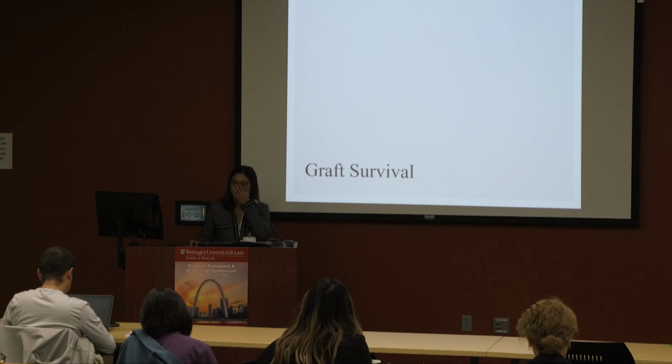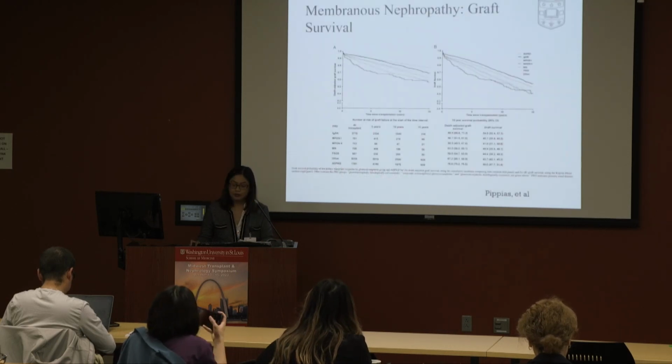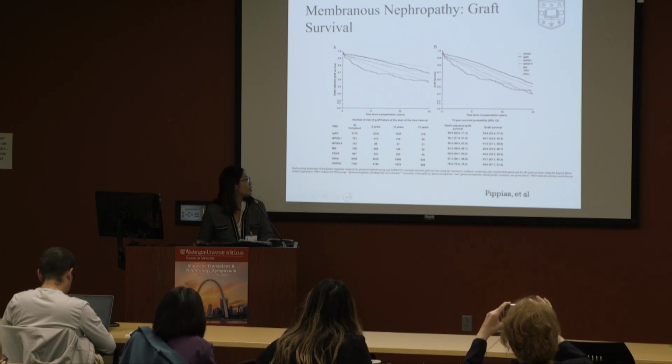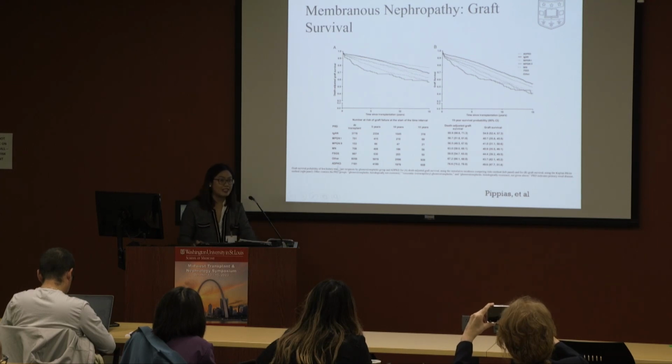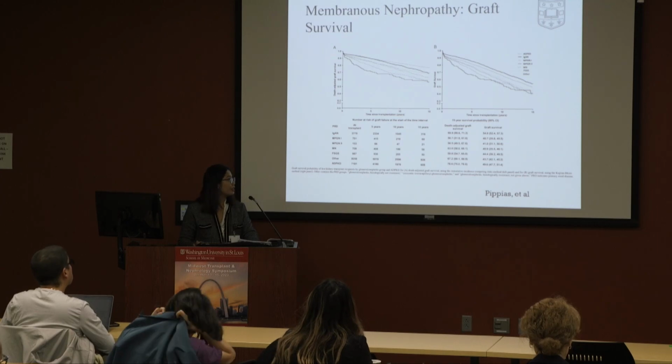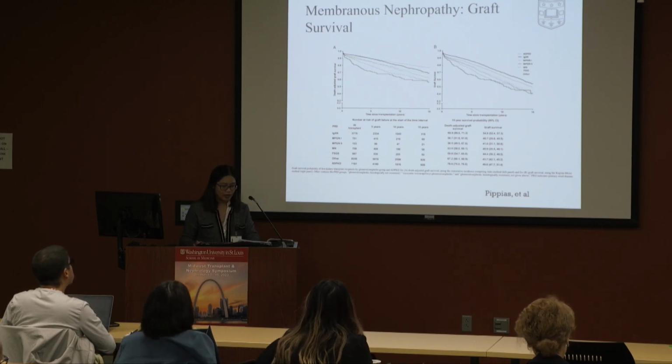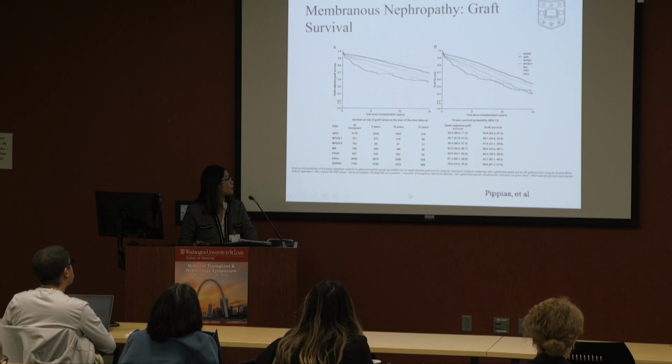And how does recurrent membranous affect graft survival? So here, this is a study on the European registry. So it compared different forms of glomerulonephritis versus ADPKD, which is a disease that is not known to occur in the transplant kidney, and they compared the relative risk of graft failure for membranous versus ADPKD, and then that adjusted relative risk was found to be 1.6.